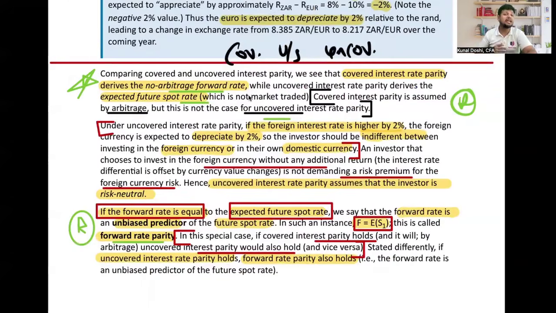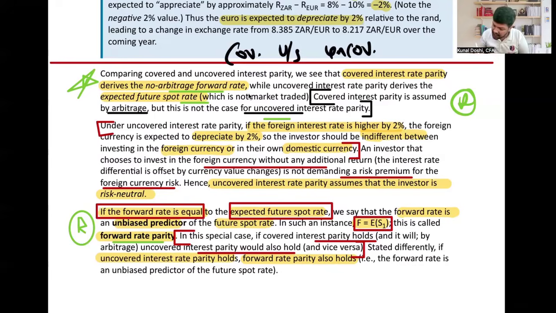What is the covered and uncovered difference? Honestly, when it comes to calculation, there is no difference. Interest rate parity concept is the same. Forward equals spot into the ratio of 1 plus interest rates. However, covered, the word itself, means you are going to use derivatives. So covered is based on the assumption of arbitrage, but uncovered is not.